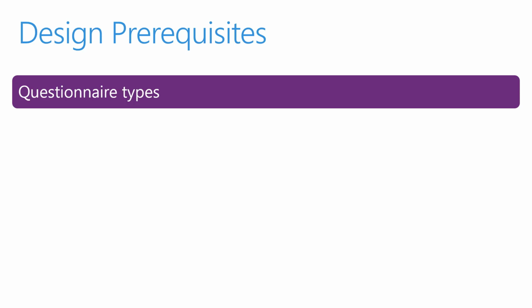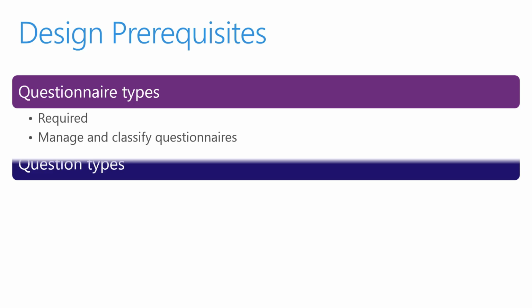There are two required and one optional prerequisite required for designing a questionnaire. First, we have questionnaire types. Questionnaire types are required and must be assigned when you create a questionnaire. Questionnaire types help you manage and classify questionnaires more easily. Use questionnaire types to classify questionnaires and differentiate them from each other. For example, if you have multiple questionnaires to select from, you can filter them by type to make it easier to find a particular questionnaire.